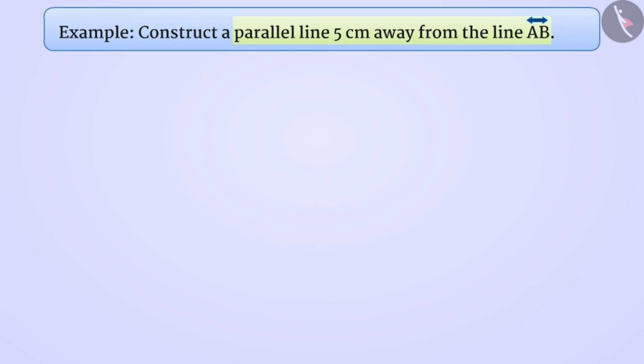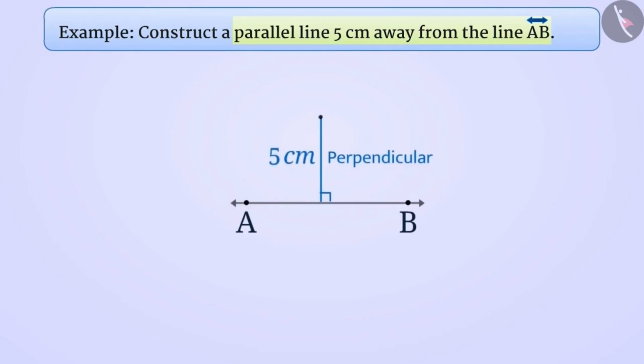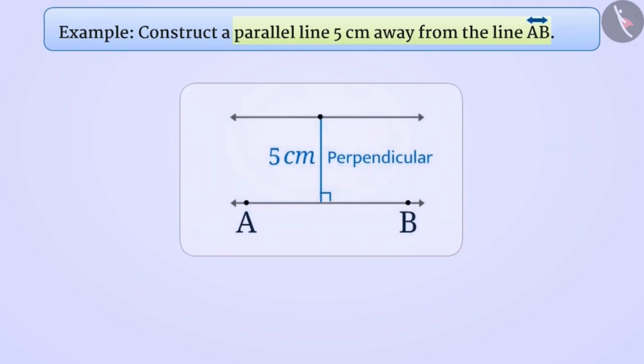We will explain. First, draw a perpendicular above AB. Draw a line parallel to AB, passing through a point placed at 5 cm on the perpendicular. A rough sketch helps us to determine the procedure in construction. Let's begin with the construction of parallel lines placed at a distance of 5 cm.